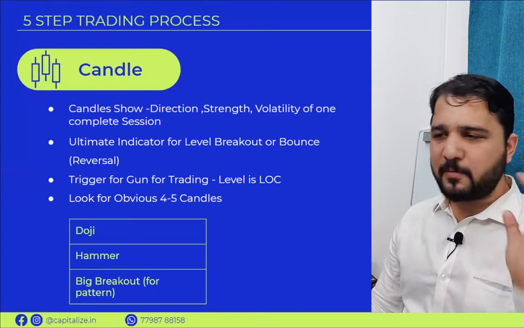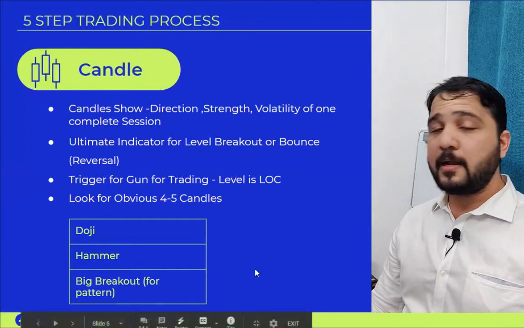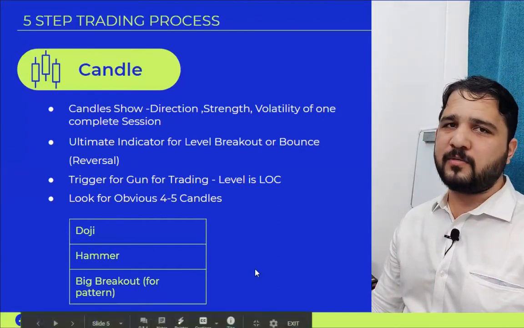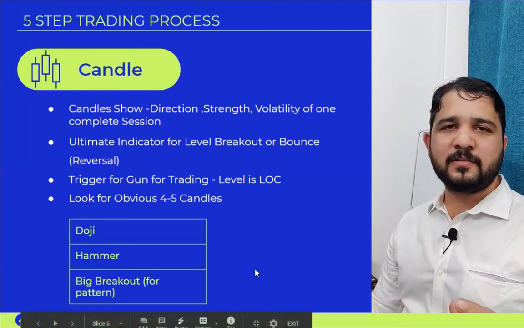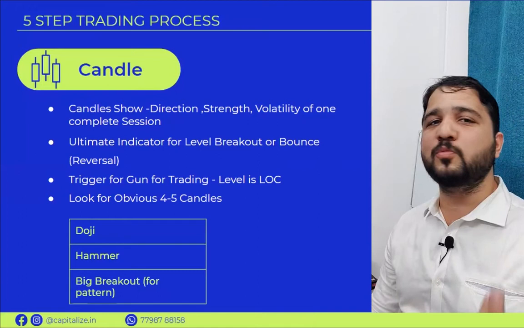Doji is a very simple plus sign. Hammer, as I mentioned, is a strong reversal signal. Then big breakout for pattern, which again, a pattern breakout is something that you cannot miss. It is so obvious that you cannot miss, so you don't need to analyze too much in that.